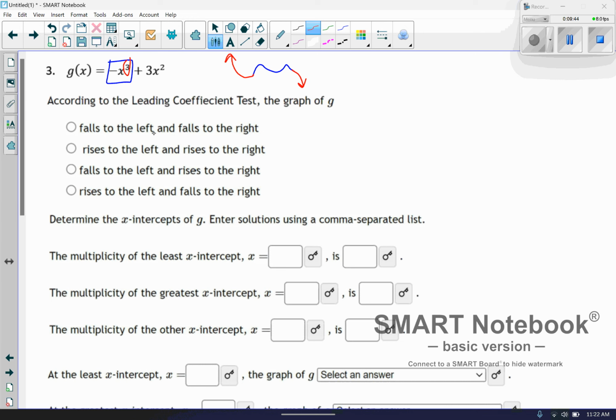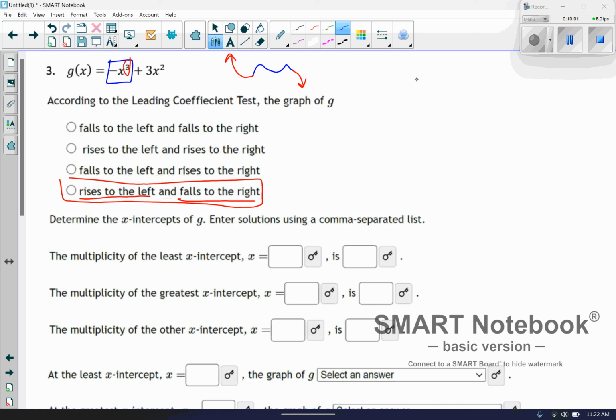So it's going to fall to the left, no. Rise to the left, yes. Rise to the right, no. Falls to the left, no. Rises to the left, falls to the right. There we go. That's the one we're looking for right there.